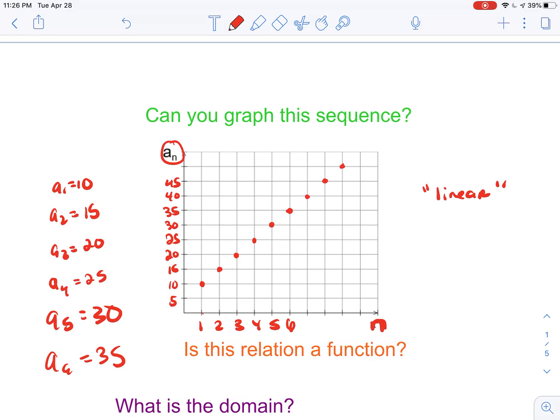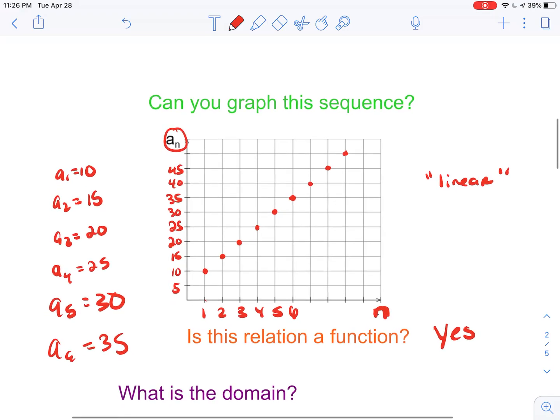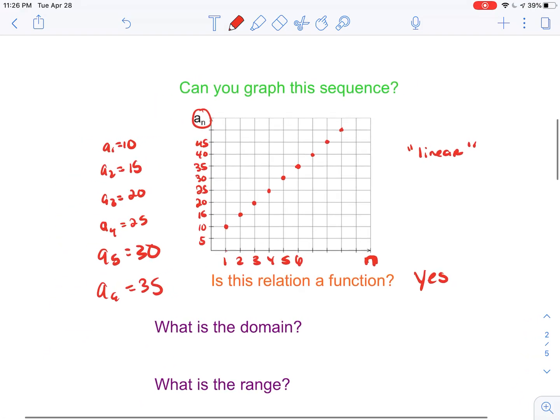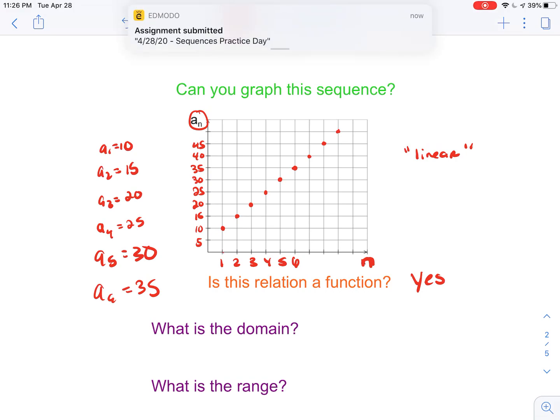So now the question is, is this a relation? Is this relation a function? Now remember, something is a function if for every input there is exactly one output, or it passes the vertical line test. So if we were to take a vertical line throughout this entire graph, we would see that, yes, this relation is a function, okay?